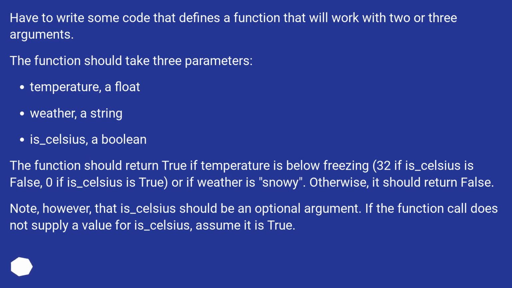The function should return true if temperature is below freezing, 32 if is_celsius is false, 0 if is_celsius is true, or if weather is snowy. Otherwise, it should return false. Note, however, that is_celsius should be an optional argument. If the function call does not supply a value for is_celsius, assume it is true.